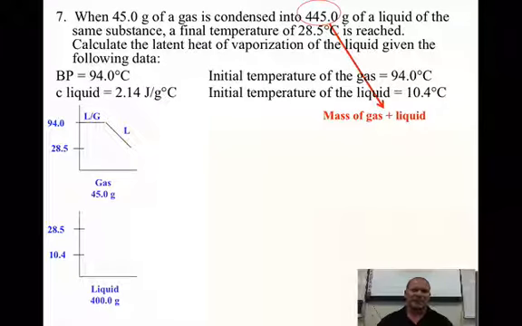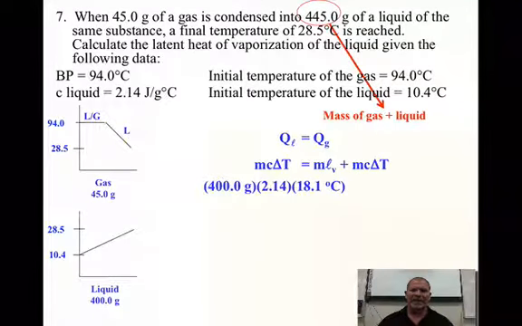For the water, it is 400 grams. Combination 400 plus 45 gives me 445. My water in this situation, initial temperature was 10.4 degrees Celsius, and my final temperature, it just went up to 28.5, so it went through just an MC delta T. So the Q of my liquid equals the Q of the gas, and so you have to add up the baby Qs on both sides. My only unknown in this one is actually the latent heat. According to the problem, I'm calculating the latent heat of vaporization of the liquid, so it's on my right hand side.